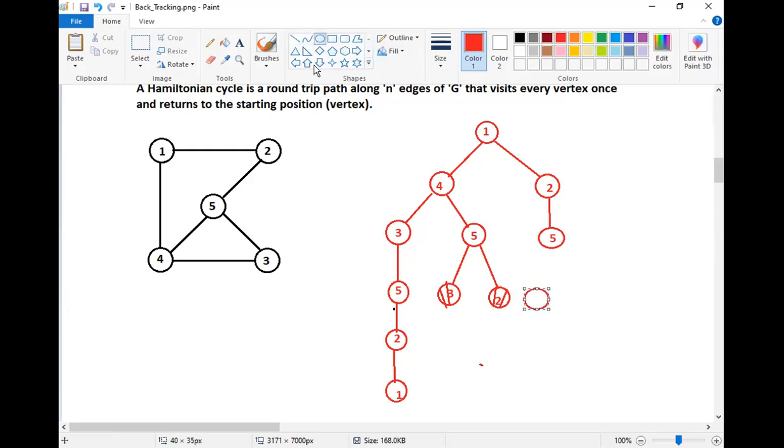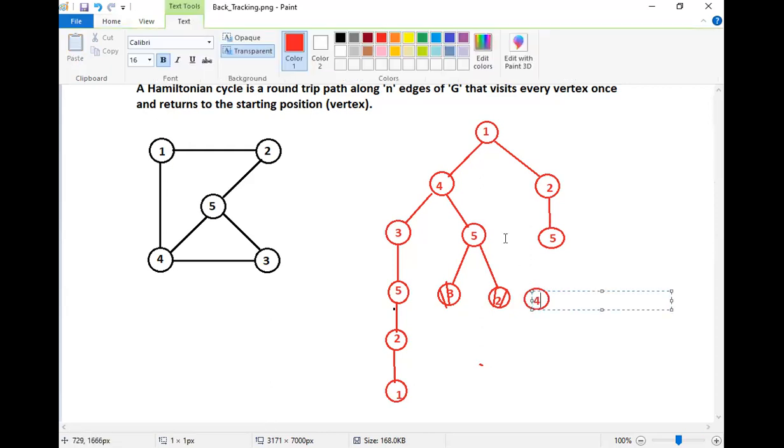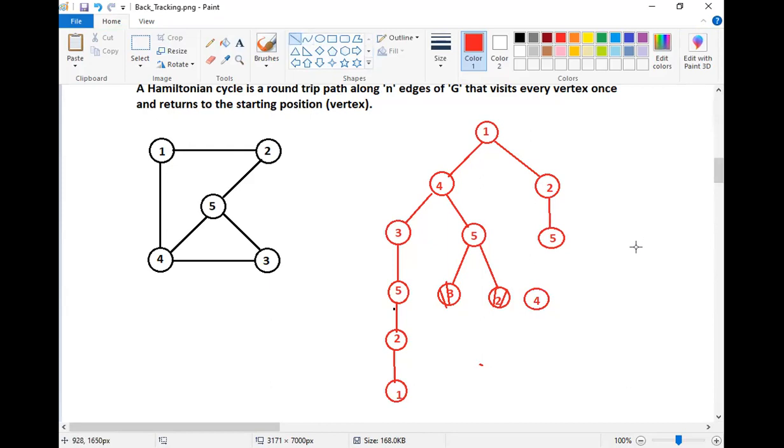I will go in the direction of 4. That means from 5 to 4 I will go, and let me draw the edge also. Fine, now I am at 4. From 4, where else can I go? I can go to 1 or I can go to 3. Now, suppose I choose to go to 1, will I get a Hamiltonian cycle? No.